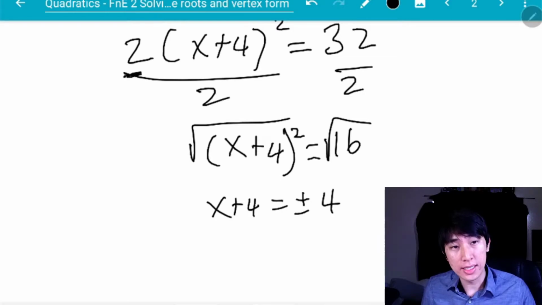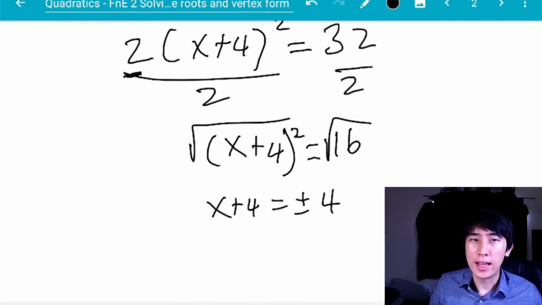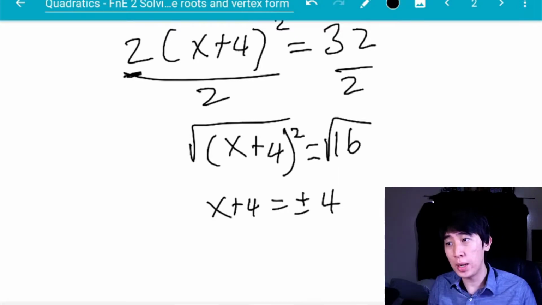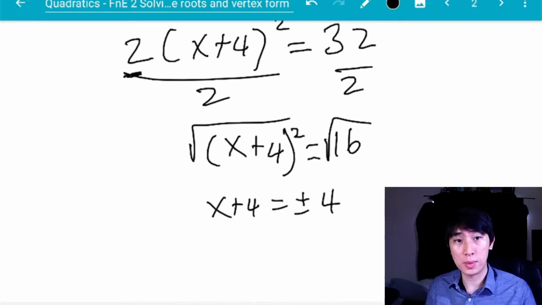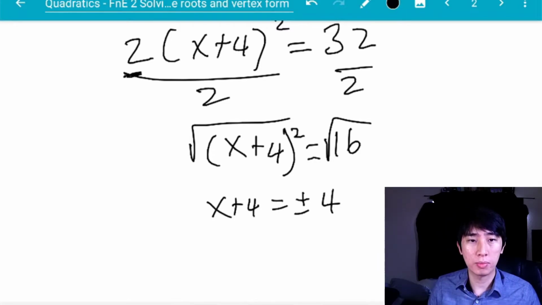What this does is, when you're doing your squares, it gets rid of negatives, because a square is just the number times itself. So 3 times 3 gives me 9. Negative 3 times negative 3 also gives me 9. So whenever you're square rooting both sides, just always put in your plus or minus.